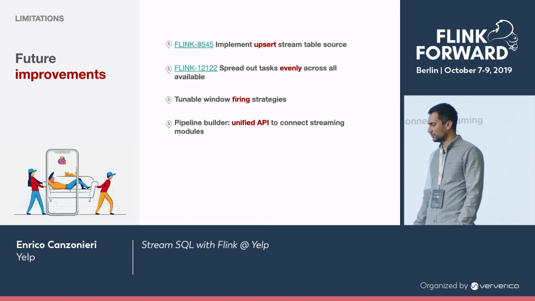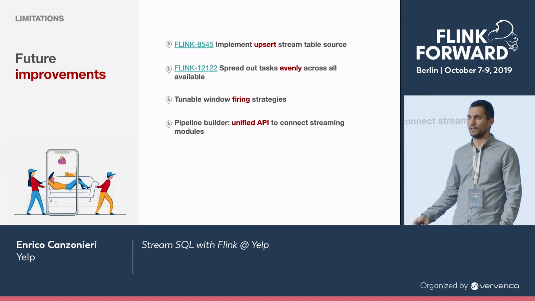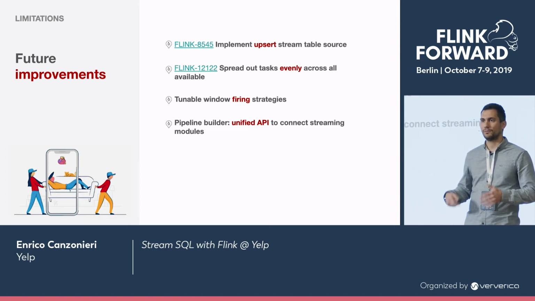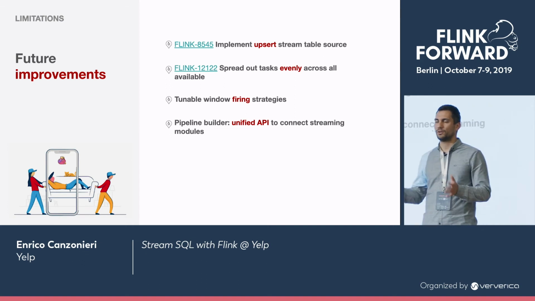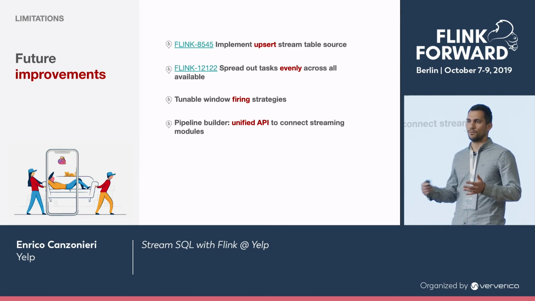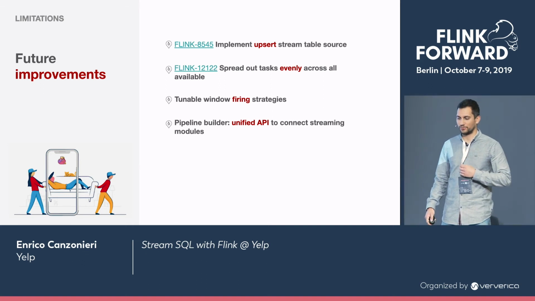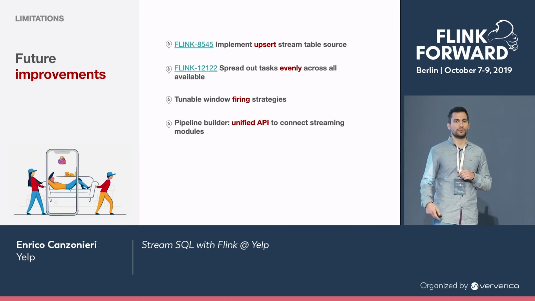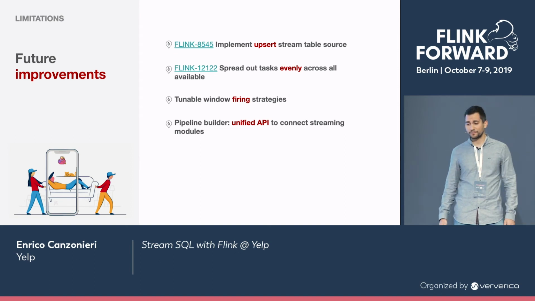And then some other interesting things, for example, tunable window firing strategies. One use case that we have is 24-hour windows, but we want to know the result of the query as soon as it gets updated. Let's say a group by account over a 24-hour window. We want to keep seeing what is the new value for the account. That is something we haven't been able to do easily in Stream SQL, and typically in Flink, you would use maybe a global window with a custom trigger.